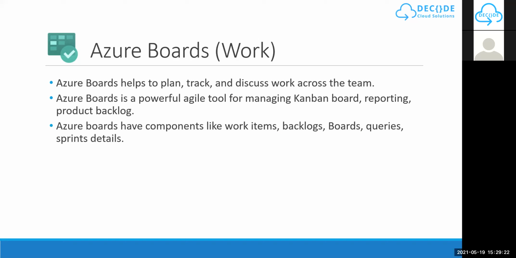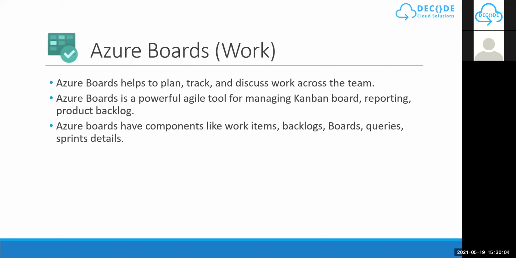And again, Azure Boards have different components like work items, backlogs, boards, queries, sprints, details. Most of these components you will be able to relate very easily with the agile terminology, specifically Scrum and Kanban. So this is what Azure Boards can provide you. Again, you can manage user authentication and authorization, your team, project, and organization level settings also. And Azure Boards can help you write queries to retrieve any specific work items from the system.